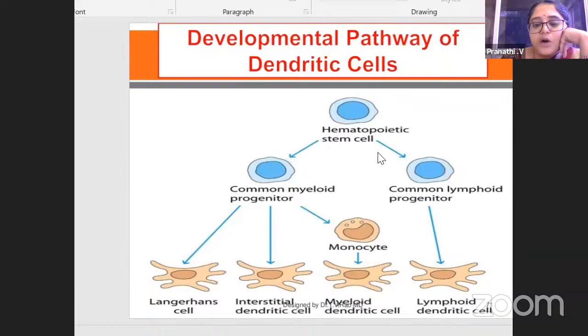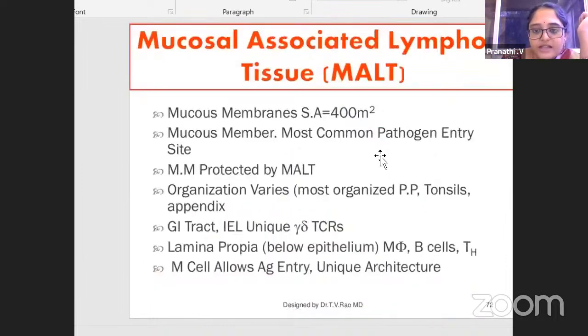See here, how is it developed? Hematopoietic stem cells give rise to the common myeloid progenitor and common lymphoid progenitor cells. Myeloid gives rise to Langerhans cells, interstitial cells, and monocytes. Monocytes develop into your myeloid dendritic cells. Common lymphoid progenitor develops into lymphoid dendritic cells.